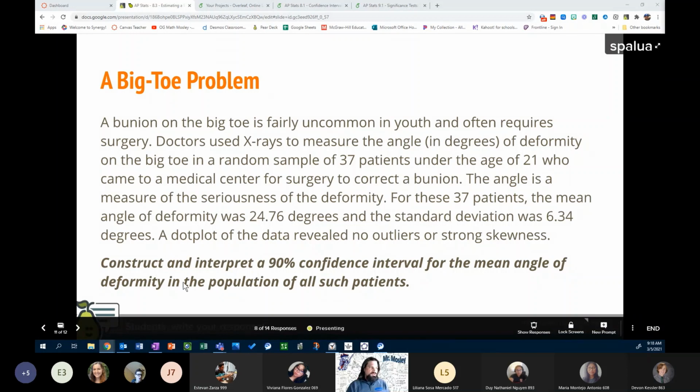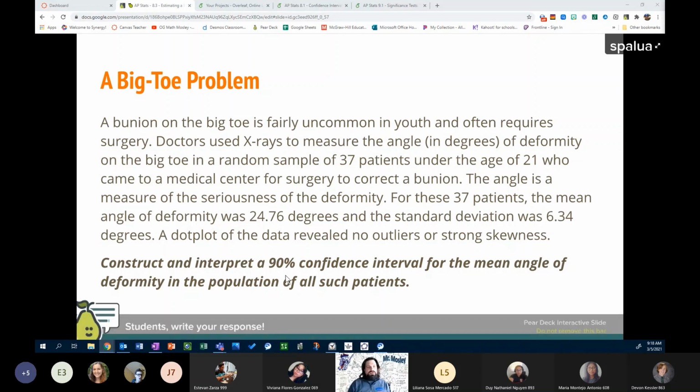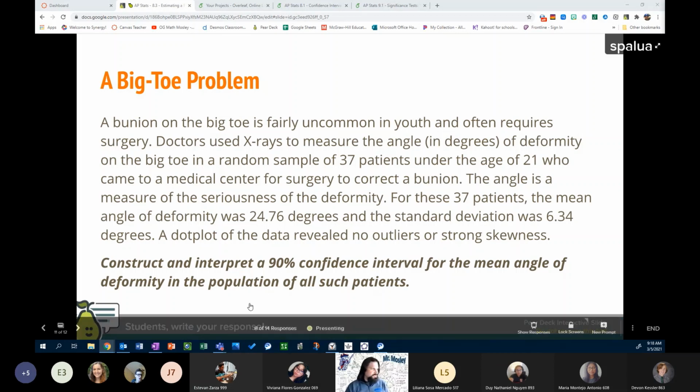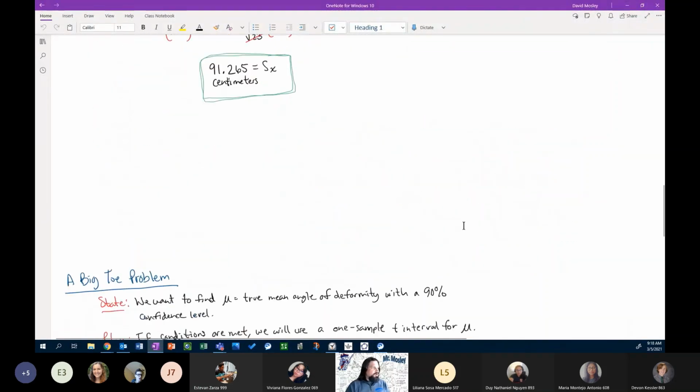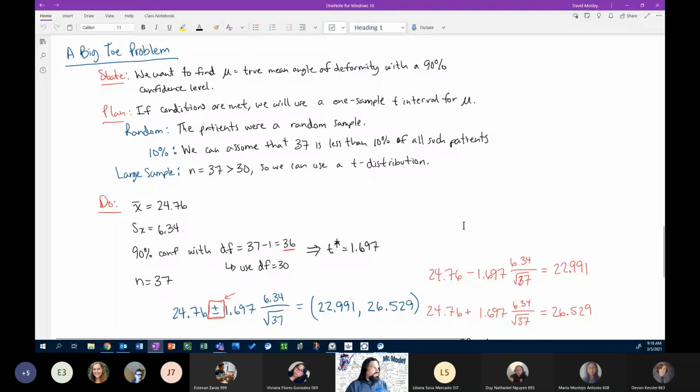And again, whenever you see construct and interpret a confidence interval, you should right away go to the 4-step process. Now, in this context, I've only asked you for your conclusion statement. You don't necessarily need to write out the whole state, plan, do, conclude. If you are, that's fine. It's excellent practice. So here we are on OneNote, and here is the work for our big toe problem.